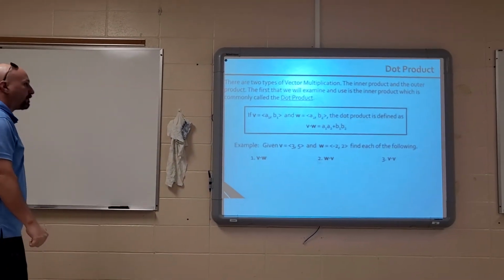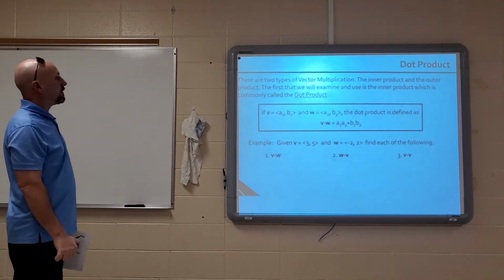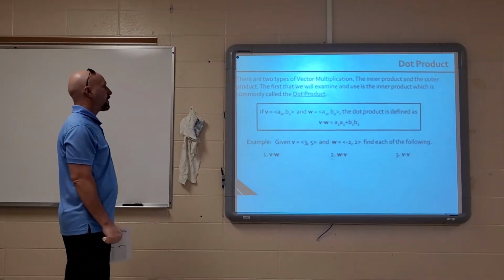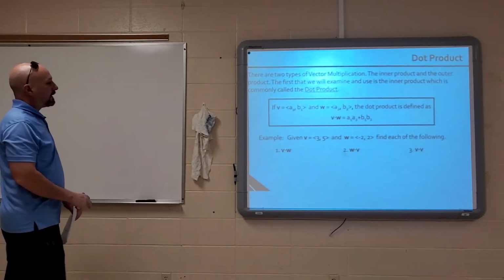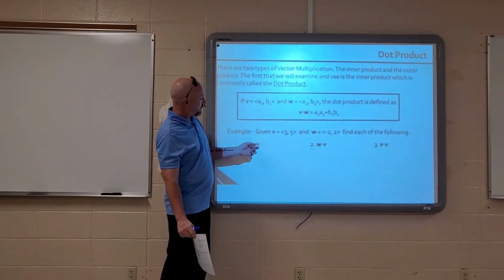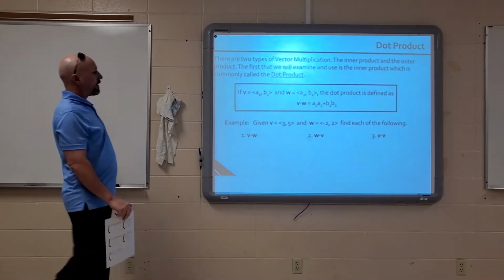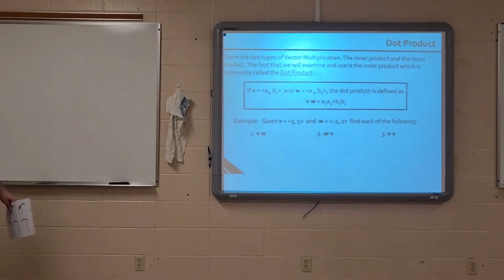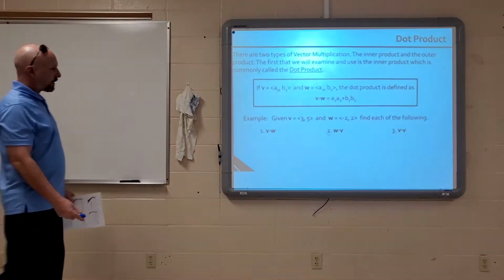So there are two types of vector multiplication, the inner product and the outer product. The first that we will examine and use is the inner product, which is commonly called the dot product. Where it says V dot W, we call that V dot W, or the dot product between V and W. So that's what we're going to be doing.